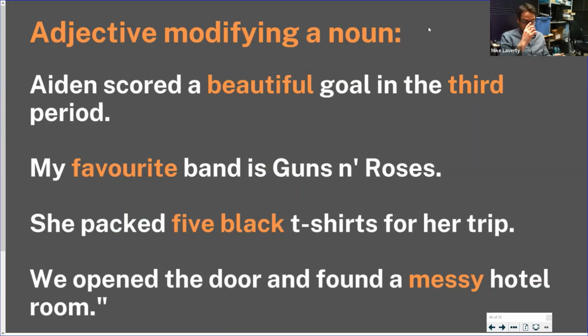So here are some examples of an adjective modifying a noun. Aiden scored a beautiful goal in the 3rd period. My favorite band is Guns N' Roses. She packed 5 black t-shirts for her trip. We opened the door and found a messy hotel room. So you see, in this case, we have 5 and black. So it tells me what the shirts looked like and how many they were. It tells me that it's not just a band, it's my favorite band. So it's not just a goal, it's a beautiful goal. And it happened in the 3rd period. It's a messy hotel room.